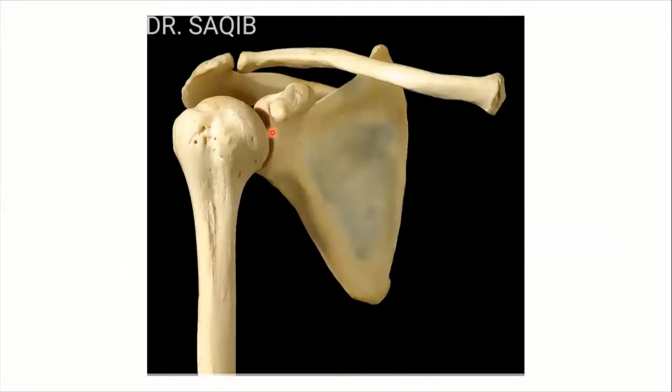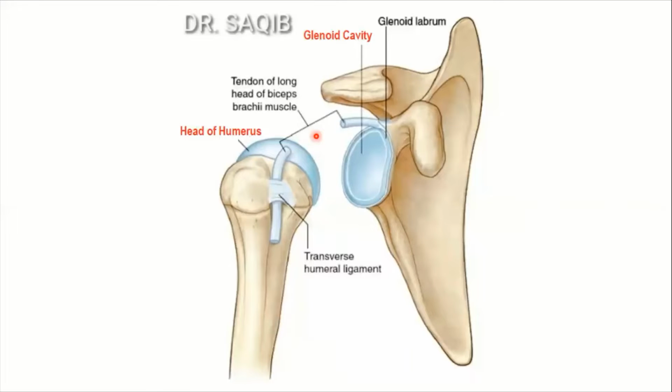You could see it again in another picture. It's a beautiful picture, right? This is the head of the humerus and this is the glenoid cavity. The head of the humerus is four times larger than the glenoid cavity, this shallow one. The glenoid cavity of the scapula is shallow. And here you could see this fibrocartilaginous rim attached to the margins of the glenoid cavity. This is known as the glenoid labrum.